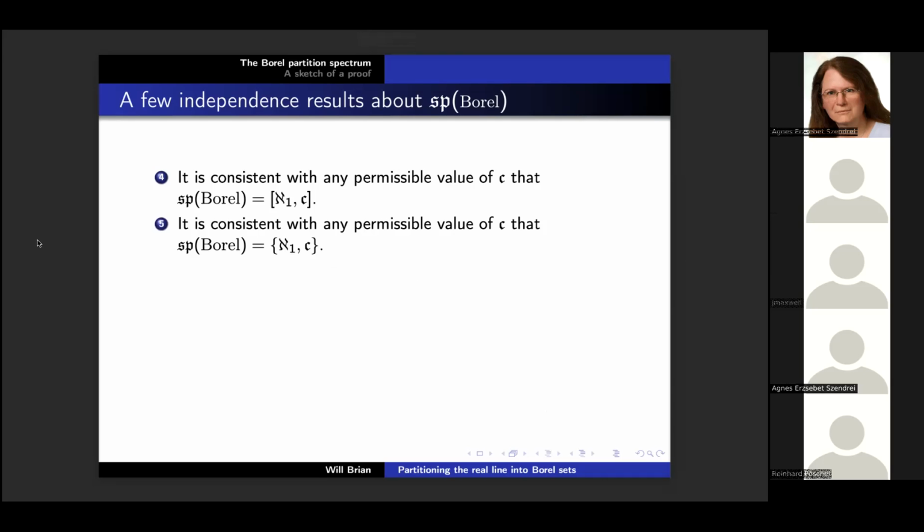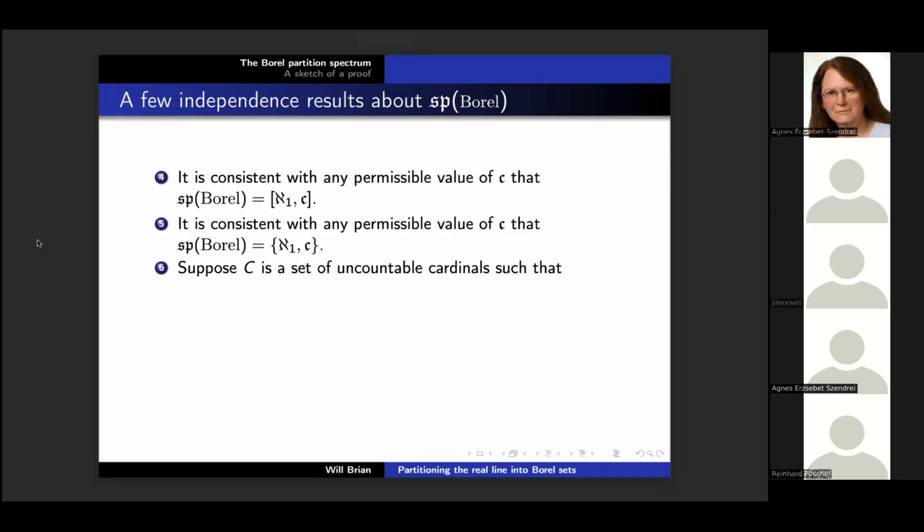Okay, it's also consistent with any permissible value of the continuum that this Borel partition spectrum can be as small as possible. So remember, it has to contain Aleph 1, it has to contain the continuum. It's consistent that that's all it contains, no matter what the continuum is. This is a theorem of Arnie Miller from a very long time ago. What else? Well, this last one here extends both of these results 4 and 5. I just wanted to list the others for historical context, but this last result is really trying to say that we can make the partition spectrum look however we want it to look.